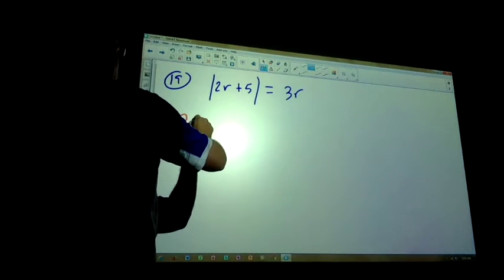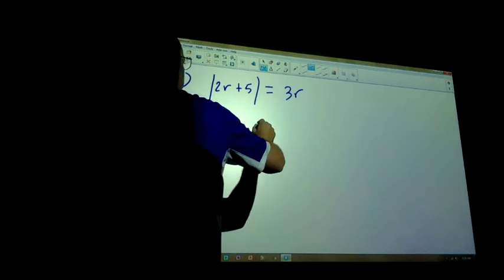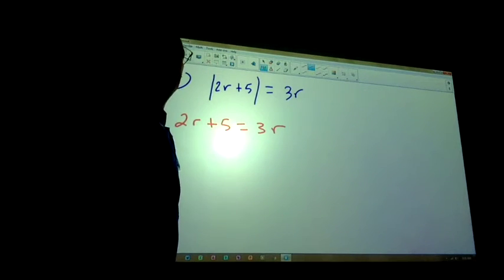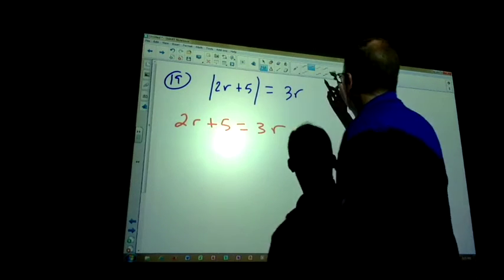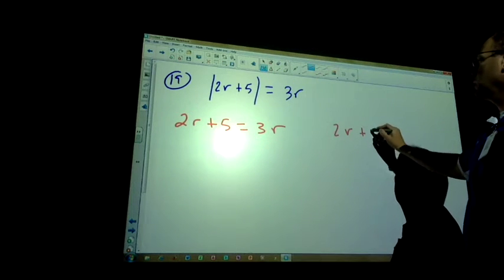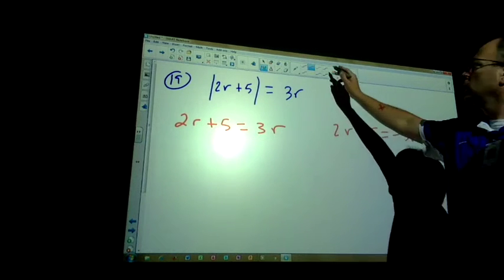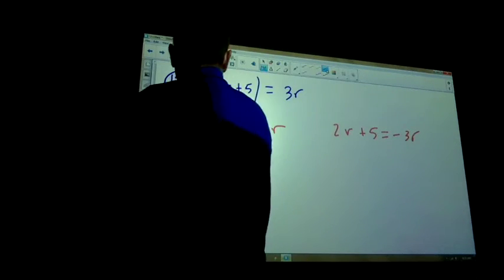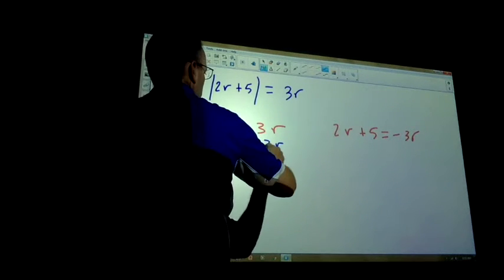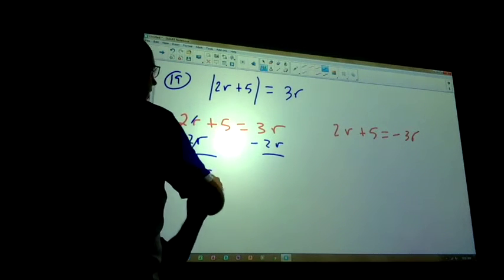So I have 2r plus 5 equal to 3r. That sounds good. And then what's the other problem? 2r plus 5 equals -3r. Yeah, there we go. Feel comfortable with that? So I'm gonna subtract 2r. So 5 equals r.